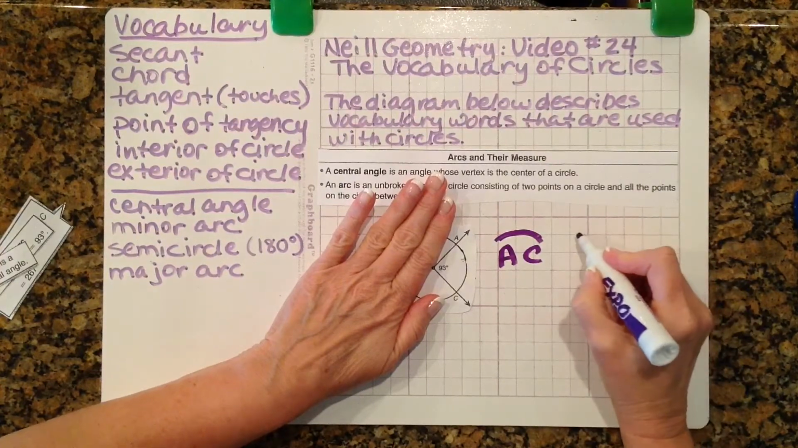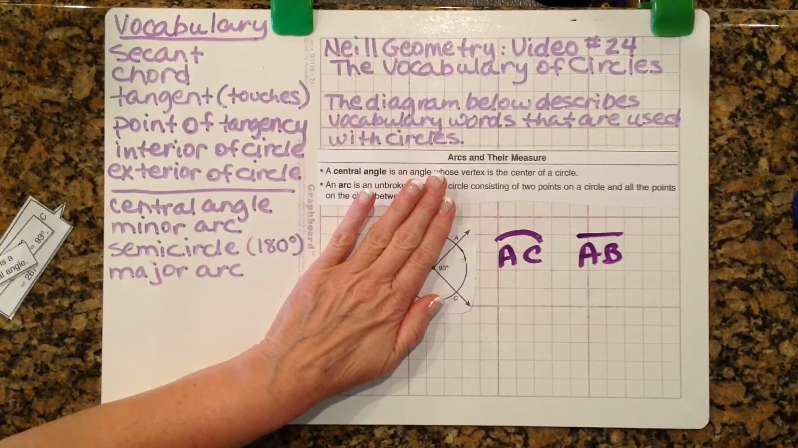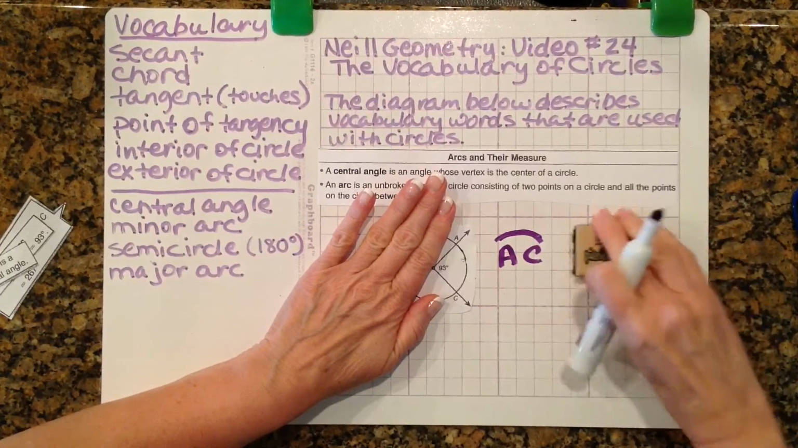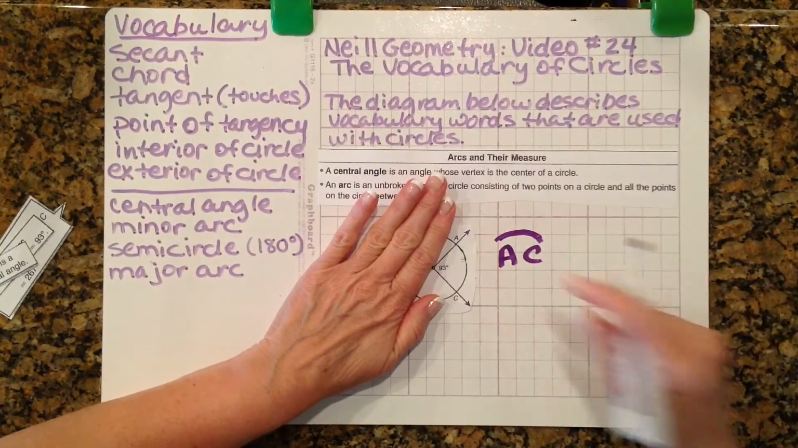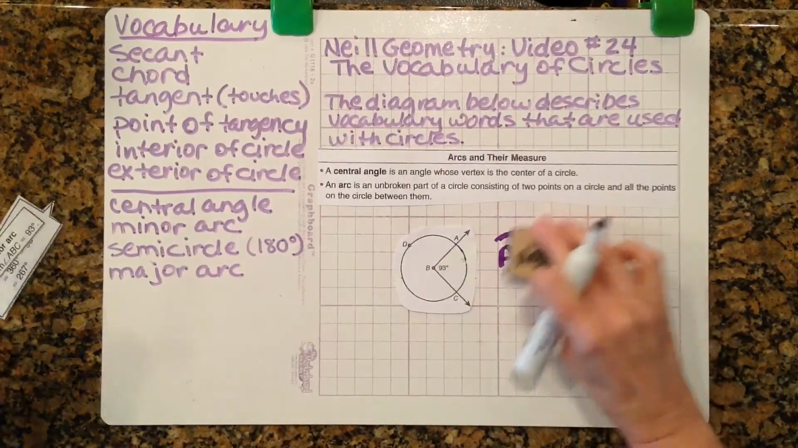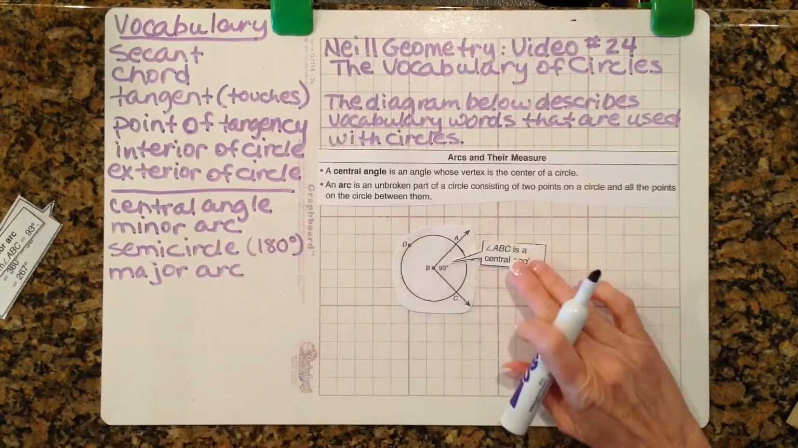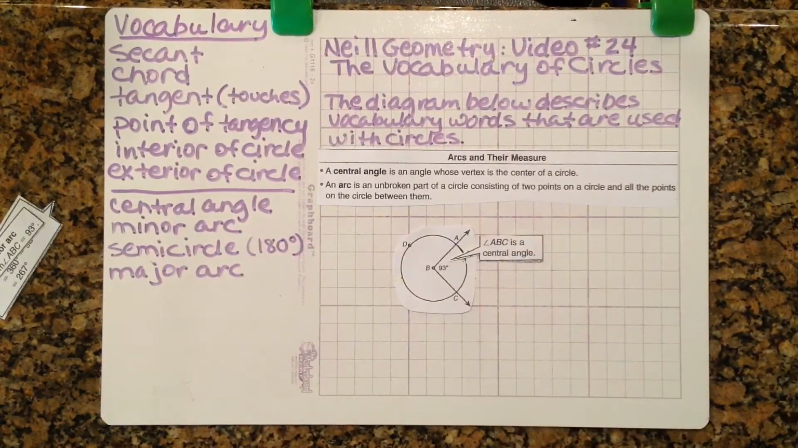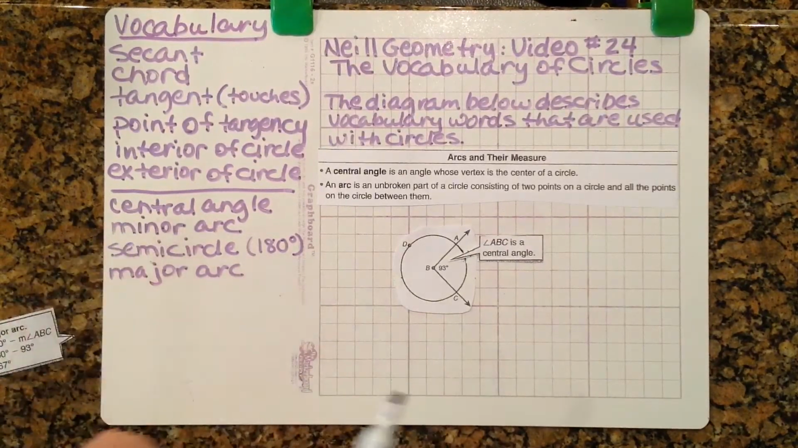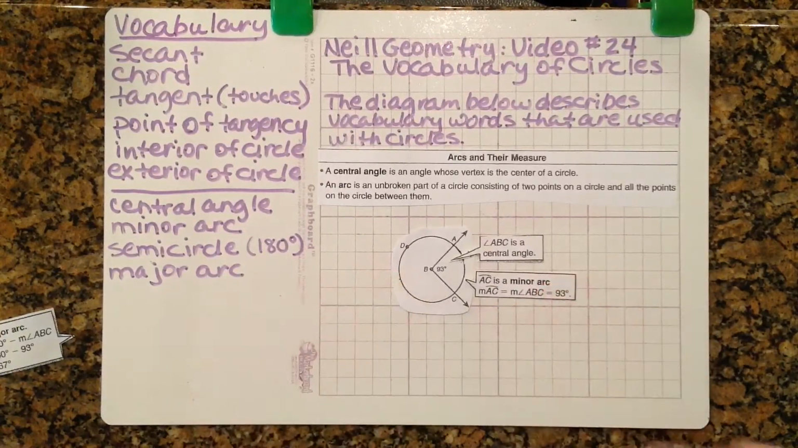You don't do it like that. If I wrote that, that means line segment AB. And that's not the same thing. I want an arc. So I'm going to put a little curvy thing right there to delineate that it's an arc. Okay? So, right here, angle ABC is a central angle. Alrighty, and then right here, arc AC is a minor arc.